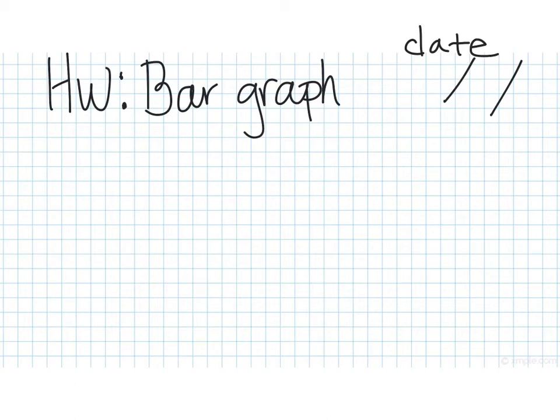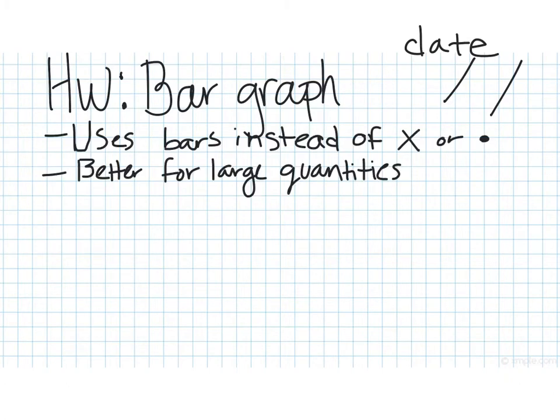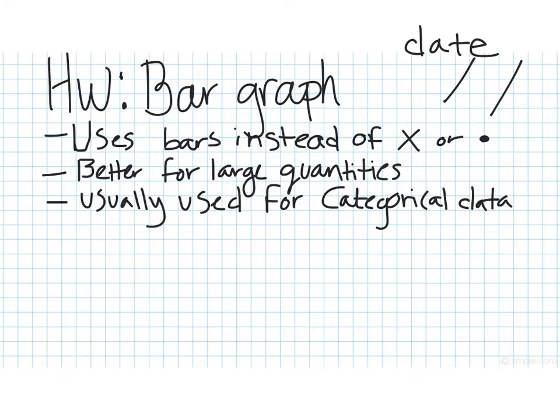A bar graph is similar to a line plot with a couple important differences. It uses bars instead of X's or dots. It's better for large quantities when the numbers get really big and it would be annoying to have to make all those X's. And it's usually used for categorical data. So that's when we're grouping things based on a category or a noun, like color or favorite food, rather than when we're doing numerical data, when we often would use a histogram that looks very similar. We'll talk about that next time.